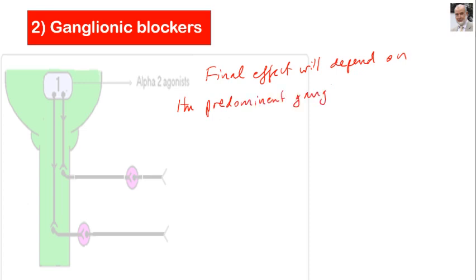The ganglia which has more activity at the specific organ. For example, on the gastrointestinal tract, the predominant ganglia is parasympathetic. The parasympathetic system is the predominant autonomic effect on the gastrointestinal tract. That's why you have continuous high tone in the intestinal smooth muscles.